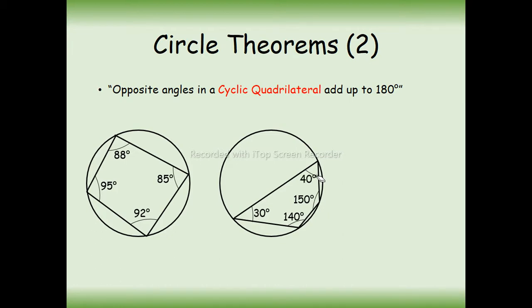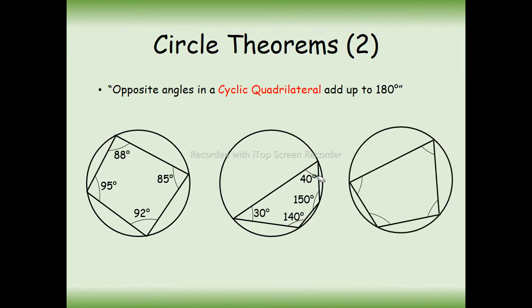And finally, if this is 99, what would this side be? Get your calculator. 81. Very good, 81.